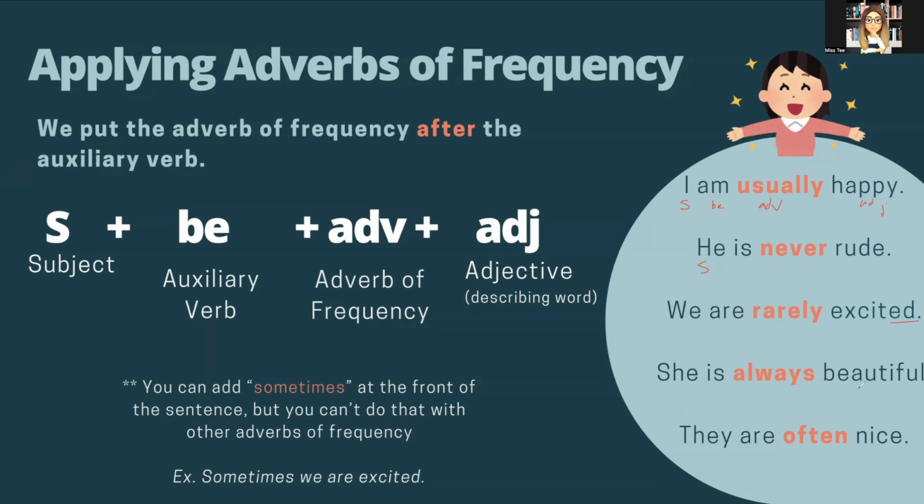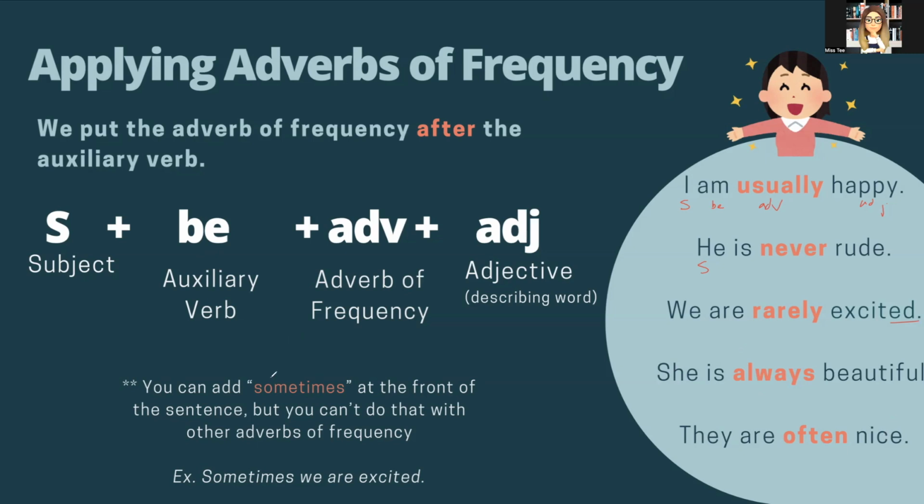She is always beautiful. So she is our subject, is our auxiliary verb, always is the adverb of frequency, and beautiful is our adjective. They are often nice. Exact same thing. They is our subject. Be is in the form of are here because this is plural. Then we have the adverb of frequency, often, and then our adjective, nice. So it always follows the structure like this.